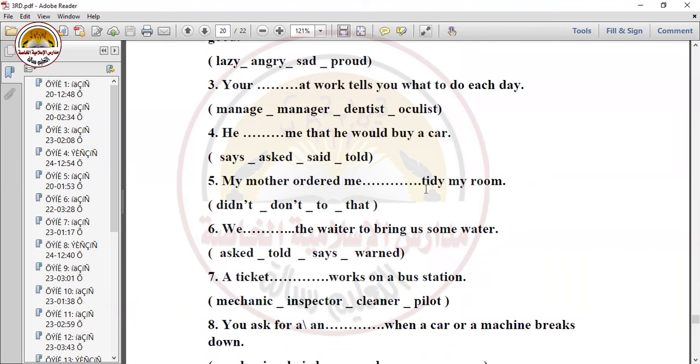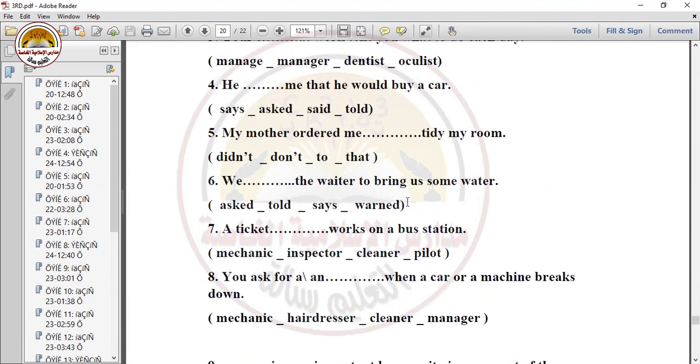My mother ordered me to tidy my room. Didn't, don't, to, or that? To. My mother ordered me to tidy my room. Very good, yeah. Number six, we asked the waiter to bring us some water. Ask, warn. We asked the waiter. Yes, very good.